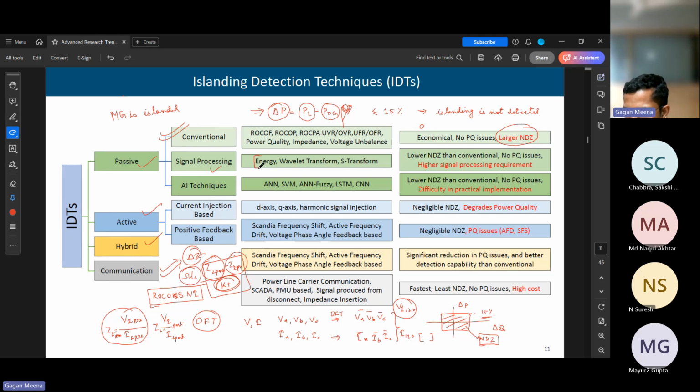Then another kind of passive technique is based on signal processing. We can calculate the energy which is stored in the signal.